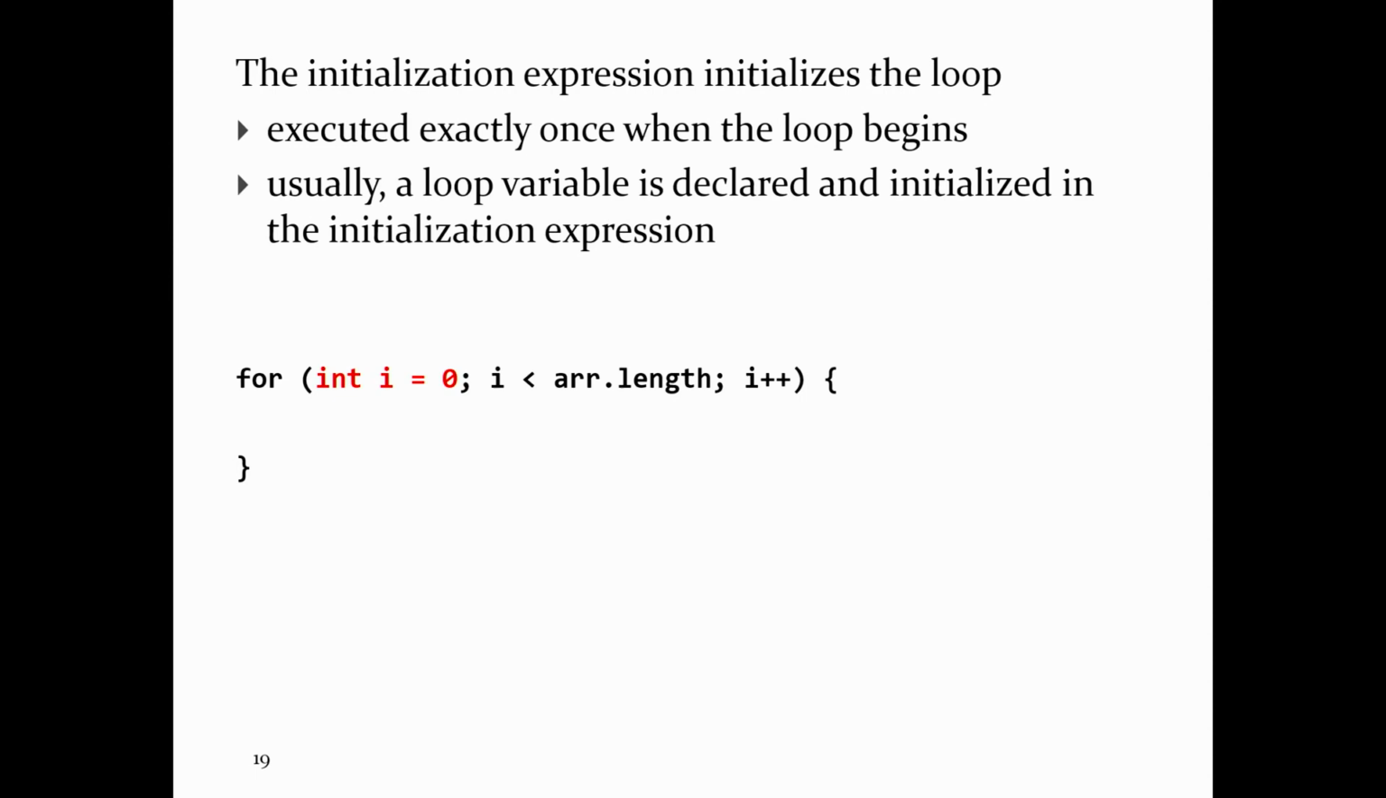Okay, so the initialization expression initializes the loop. Normally, it creates a variable that you want to use inside the loop. It runs exactly once, before the first time the loop runs. So there, int i equals 0 makes a variable called i. The variable i is usable inside the loop body.